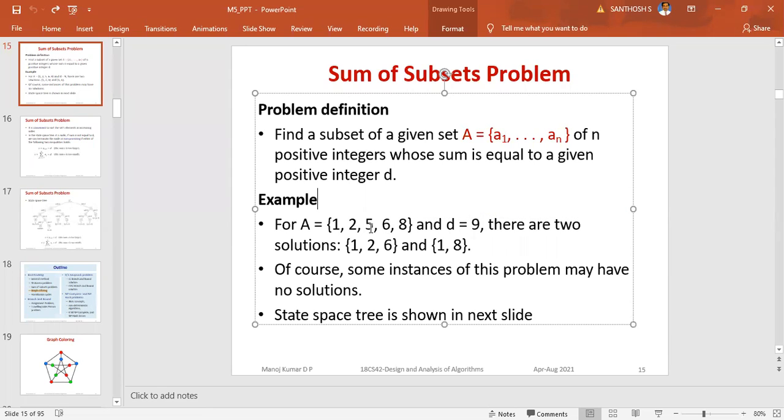If you take 5 plus 2 plus 1, you get 8. 6 plus 2 plus 1 you will get 9. That's why I have written 1, 2, 6. Next, 1 plus 8 is equal to 9. These are the two solutions here for the sum of subset problem. They will give you the D value and the A values, and you have to find the set of solutions and also the state space tree.